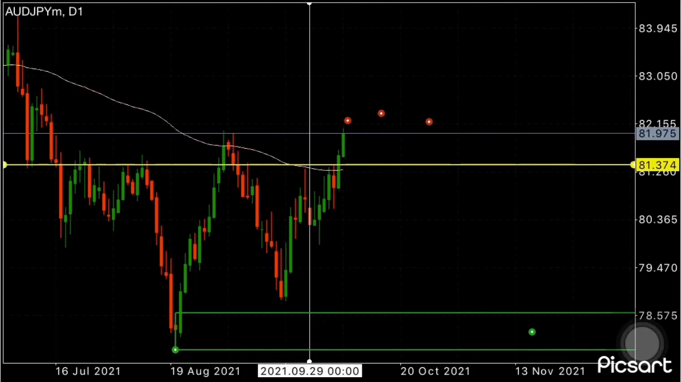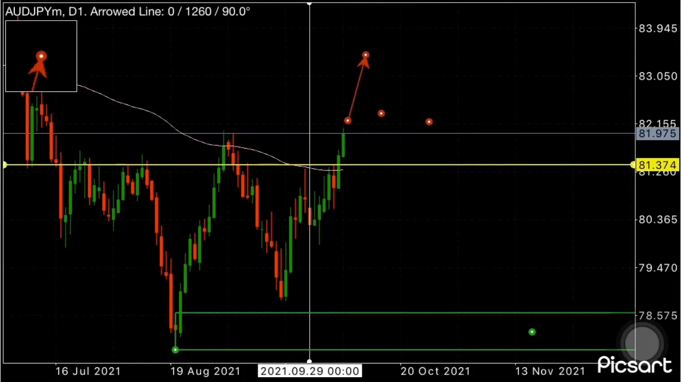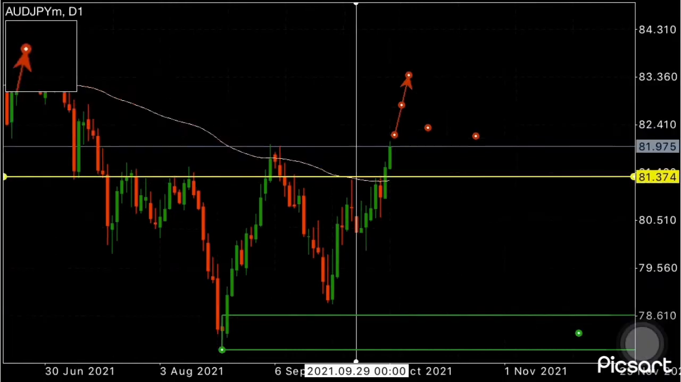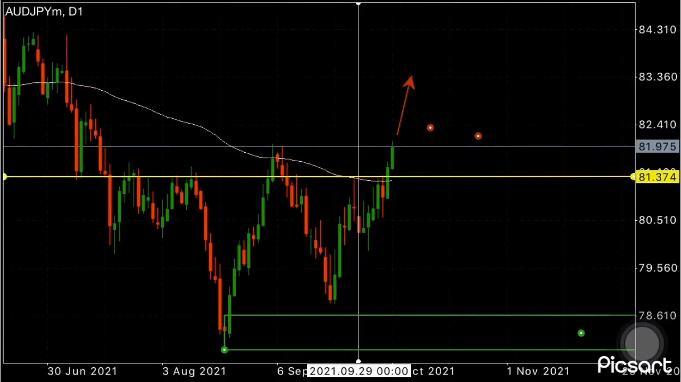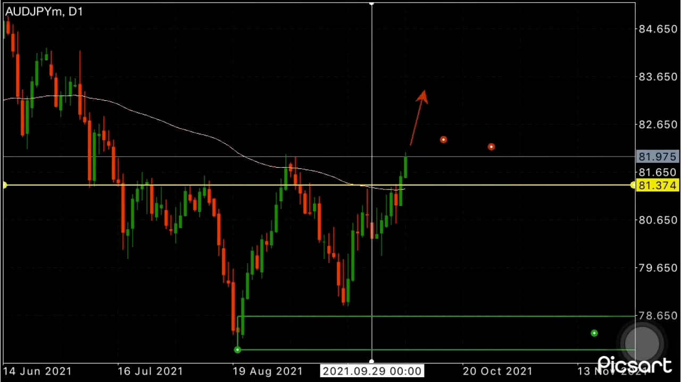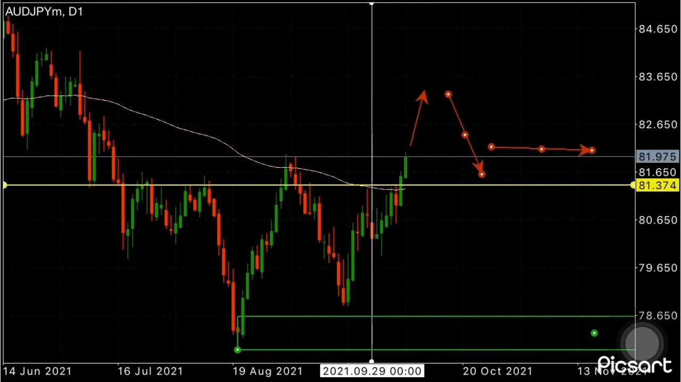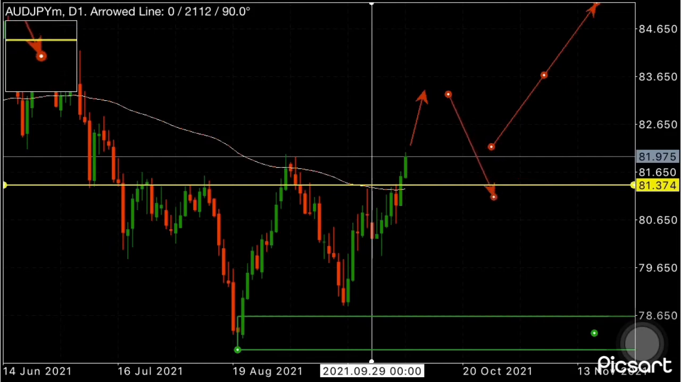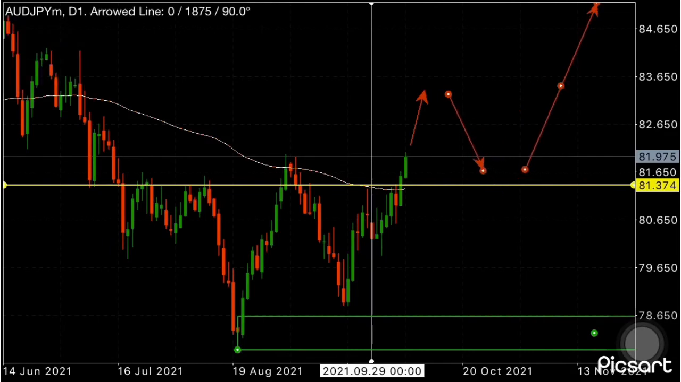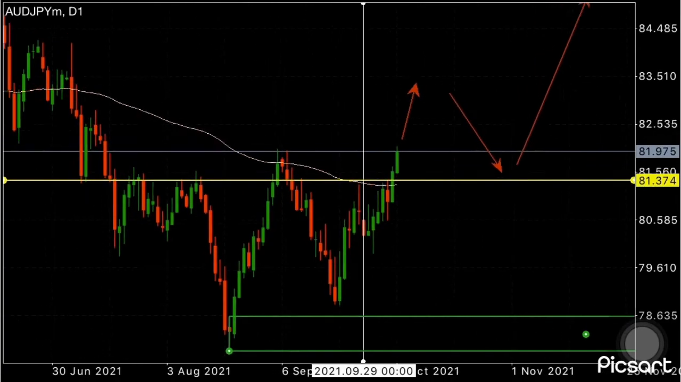So we expect from next week AUDJPY to make a move like this, guys. We expect AUDJPY to come down here, retest this support level, and make a move to the upside. Sorry, I'm not very good with drawings, but this is fine. So this is the kind of move we're expecting for AUDJPY.